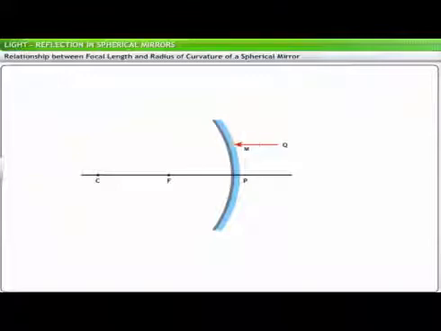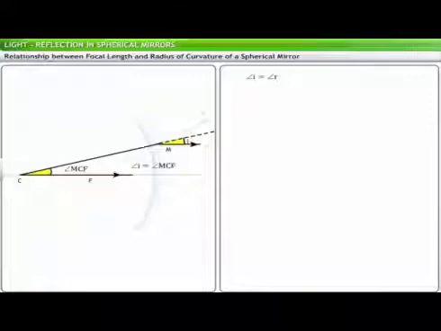Consider a ray Q parallel to the principal axis incident at point M on the mirror. This incident ray is reflected in accordance with the laws of reflection. When the reflected ray is extended beyond the mirror, it meets the principal axis at point F, which is the principal focus of the mirror. We know that angle I is equal to angle R by the laws of reflection. Angle I is also equal to angle MCF, as they are corresponding angles.